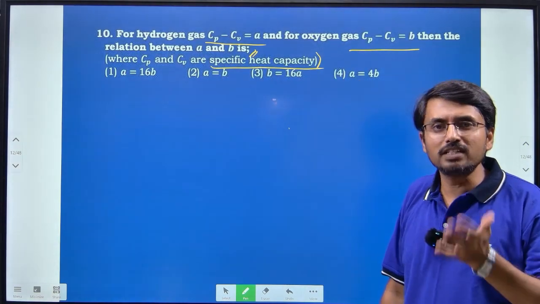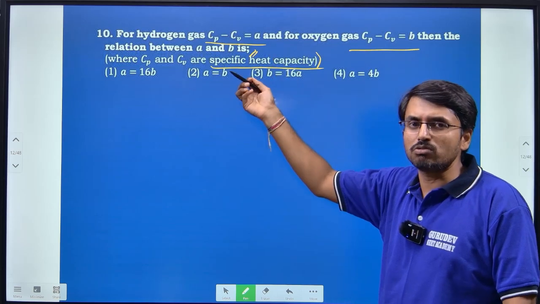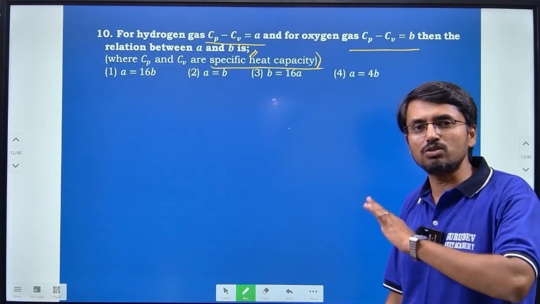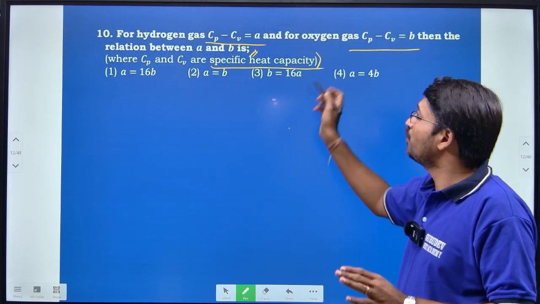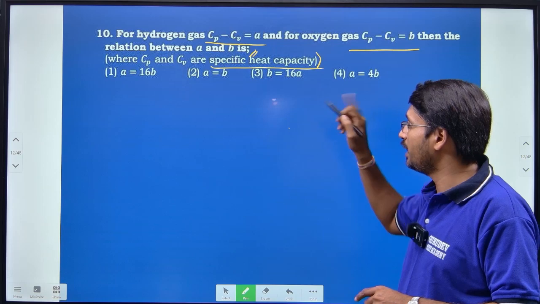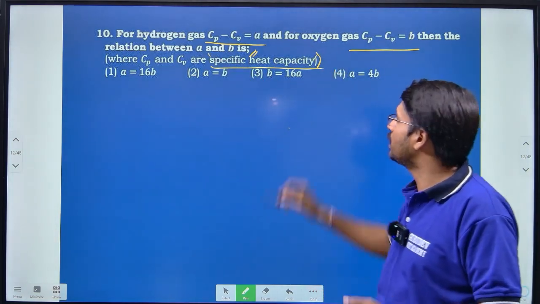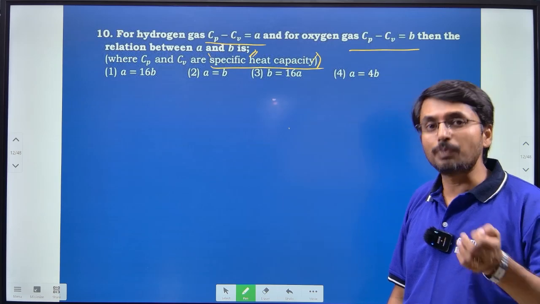So if it is a molar specific heat capacity, what we observe is that Cp minus Cv is always equal to the capital R, a constant that does not change. If it is a molar specific heat capacity, A equals B would be the right answer. But here, what is given is not the molar specific heat capacity, but actually the specific heat capacity.